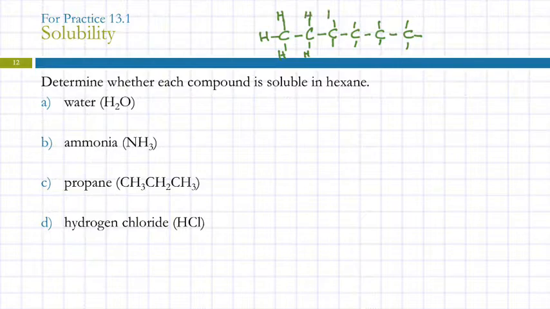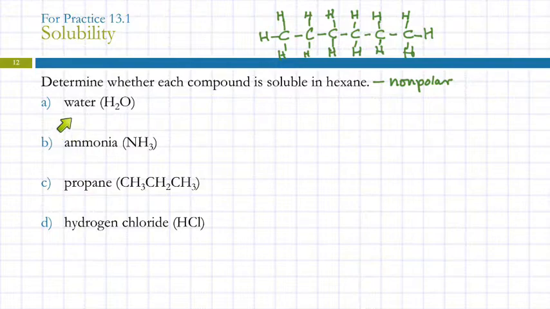So this molecule only has nonpolar bonds, right? Because carbon and hydrogen are close enough in electronegativity that the carbon-hydrogen bond is considered nonpolar. So that means that hexane is a nonpolar substance. So what kind of intermolecular forces does it have? Just dispersion forces.